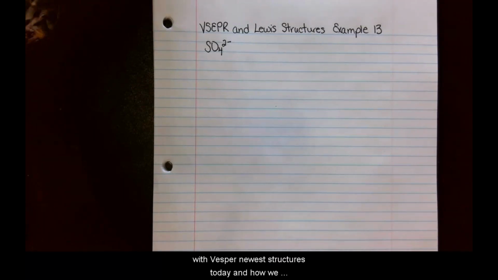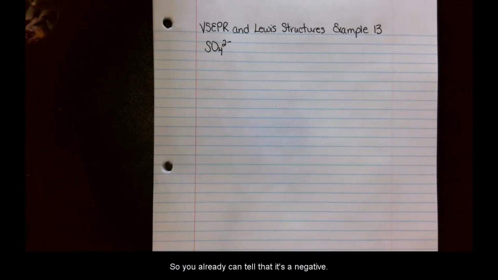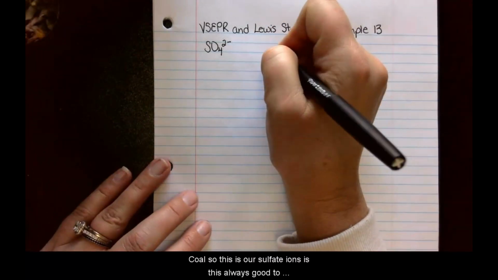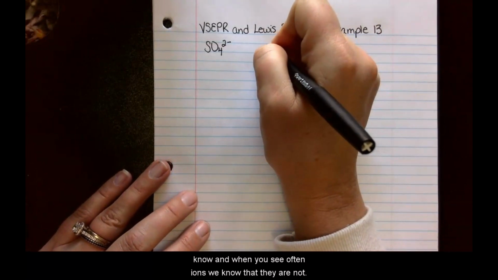We're working with VSEPR and Lewis structures today to help you make sense of some molecular geometry. This is example 13, and we're looking at SO₄²⁻. So you can already tell that it's negative, or has additional electrons. So this is our sulfate ion. This is always good to know.